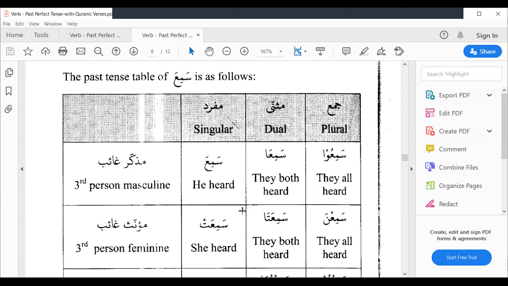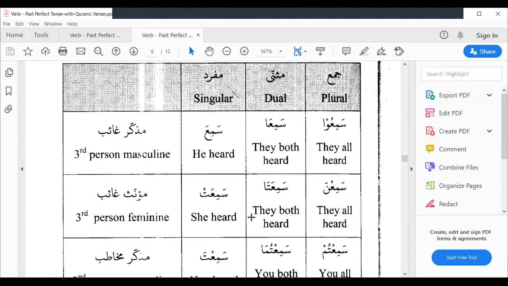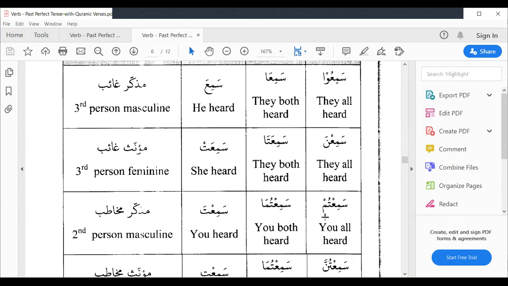So, if we take another word, sami'a. Sami'a means he heard. Sami'a, they both heard. Sami'u, they all heard. Sami'at, she heard. Sami'ata, they both heard, female. Sami'na, they all heard. Making sense? Yes. Okay.